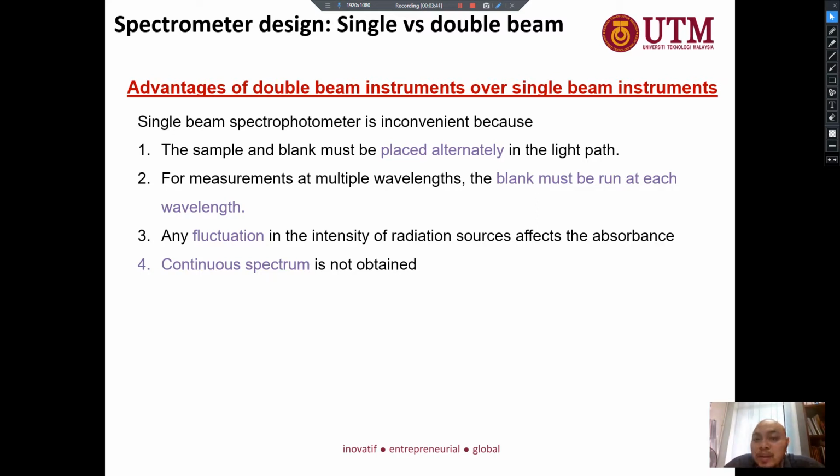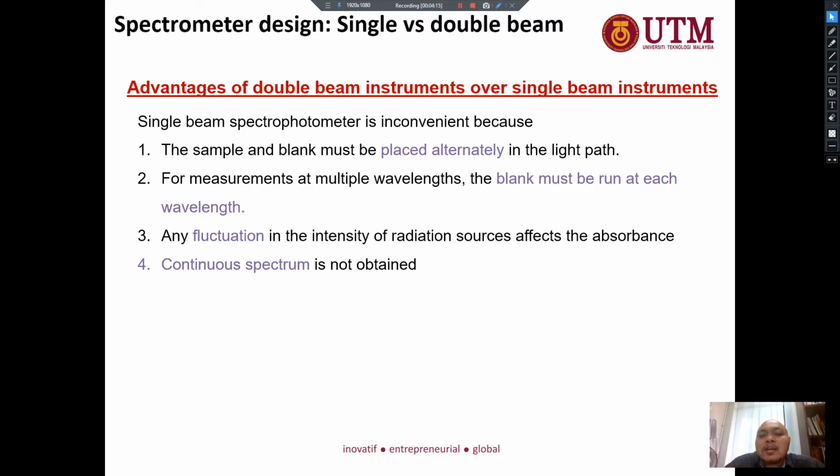But if you use a double beam, we can solve that kind of fluctuation because you run both at the same time. You don't have that kind of fluctuation in the radiation. Why is a continuous spectrum not obtained? In the single beam, you need to change to the blank before you can run the sample. So you cannot just say, okay, 200, next you want to analyze at 250. You cannot do that for the single beam.